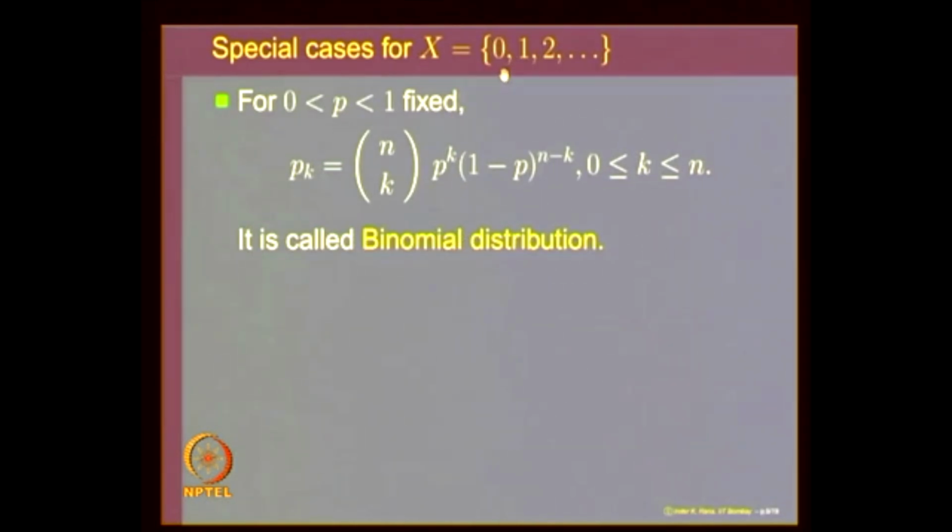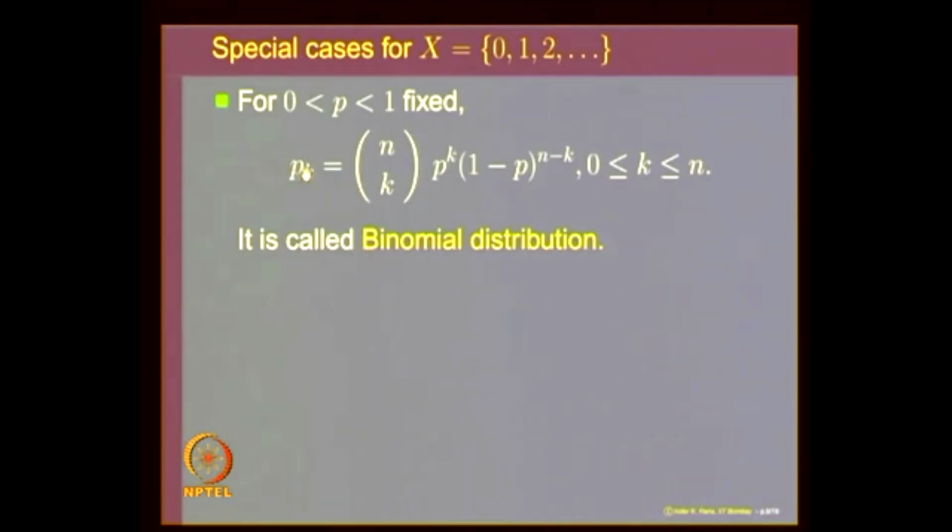X is the set of the numbers 0, 1, 2 and so on. Let us fix any number p which is between 0 and 1 and define pk to be equal to n choose k, so this is the binomial coefficient n choose k, p to the power k, 1 minus p raised to the power n minus k, k between 0 and n. This is called the binomial distribution because of this binomial coefficient appearing in the definition of pk. And it's quite easy to check that the summation of these pk's is equal to 1.